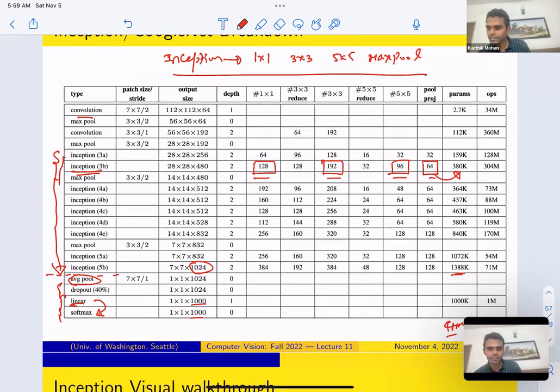Maybe someone can verify that this is true. 128 plus 192 plus 96 plus 64. Does that give you 380? Yeah. Okay, so that's how the math works out: you're just concatenating the output depths and you get a depth of 380. Sorry, this is not 380, this is 480. It should be 480. Does that make sense? The sum is 480. Okay, so the same thing for any of these other ones. Let's say I take 256, 320, 128, and 128, that should give me 832.